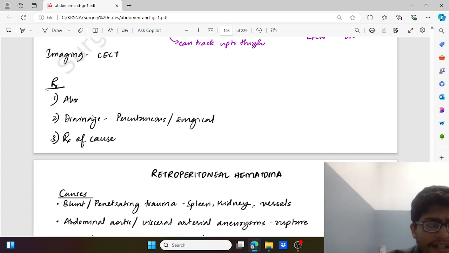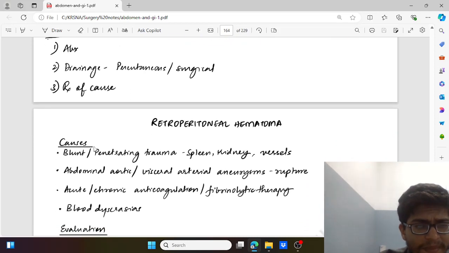Treatment will be antibiotics when it is small. When small, it can sometimes be managed by plain antibiotics only. If it is large, causing more symptoms, then drainage, which could be percutaneous or surgical, open or laparoscopic, and other treatment of the cause.